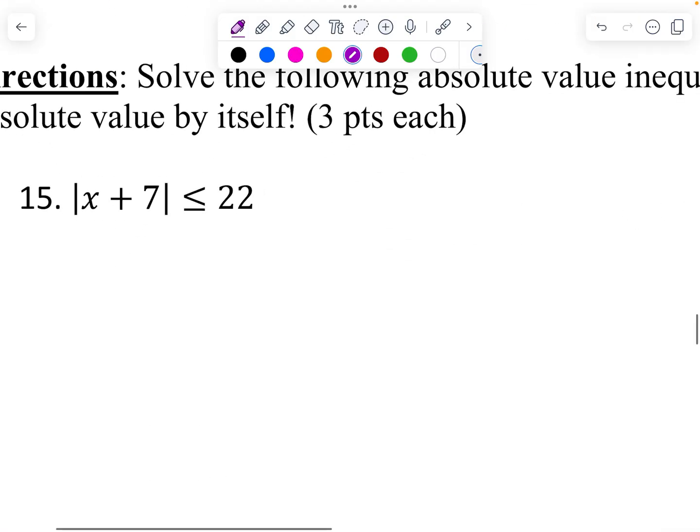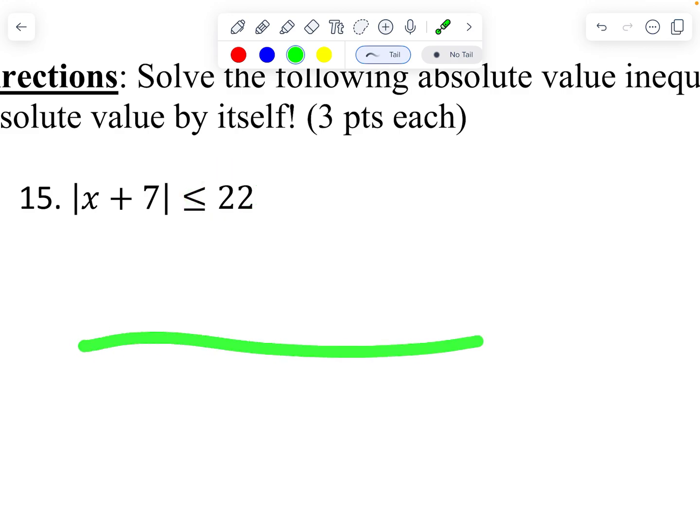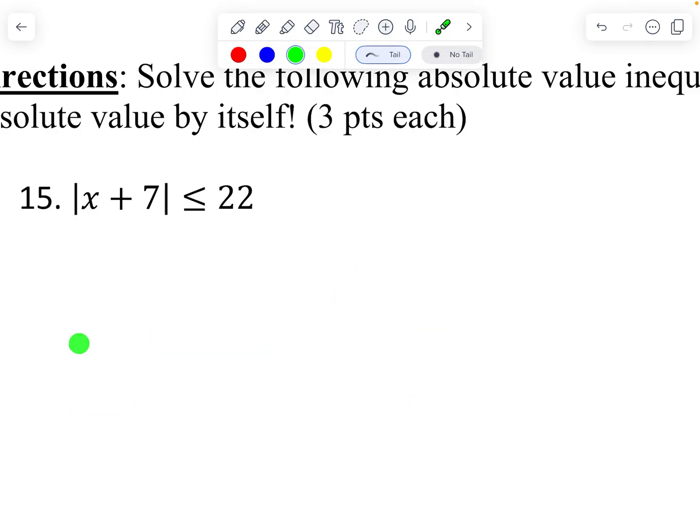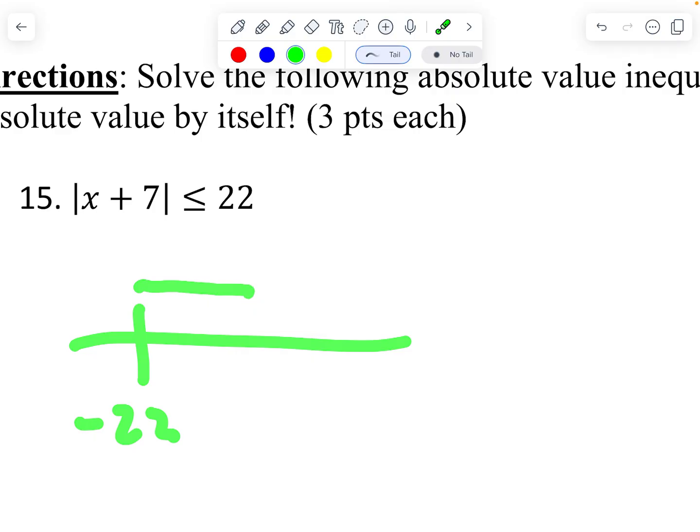So this is where our distance has to be less than or equal to 22. So on a number line, that's 22 to the right. And so if 22 is over here, less than 22 has got to go that way. Just ignore that circle. But you could also be negative 22, so 22 to the left, and then numbers can go that way.